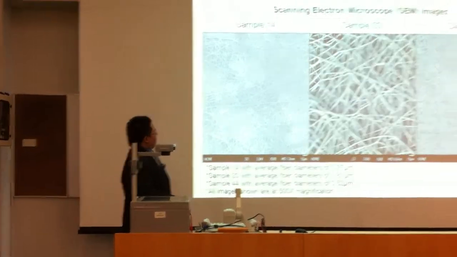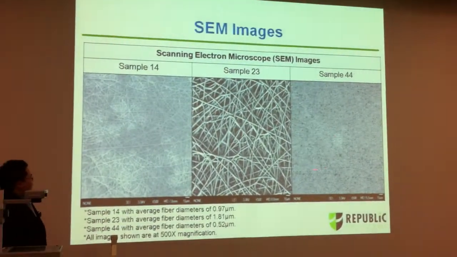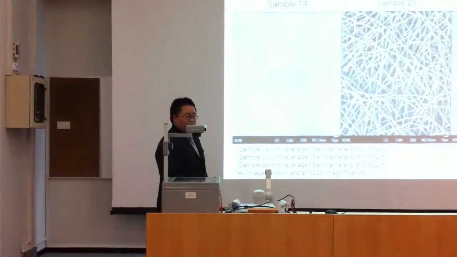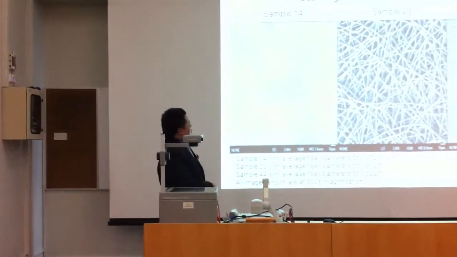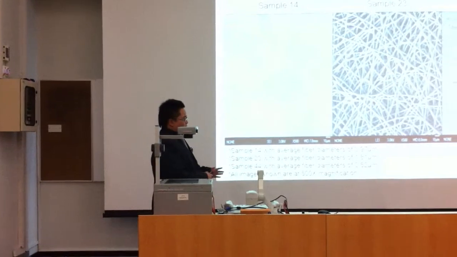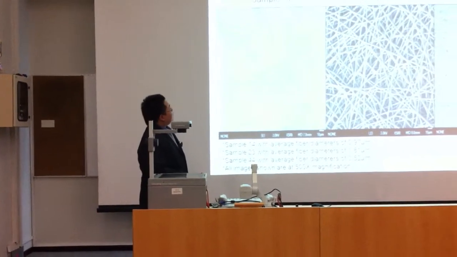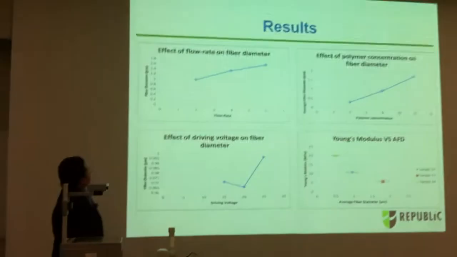So as you can see, these are the SEM images of samples 14, 23, and 44. They are all taken at 500 times magnification. As you can see, there is no bead formation, and all fibers are uniformly formed. So these are the test results, and they were studied.